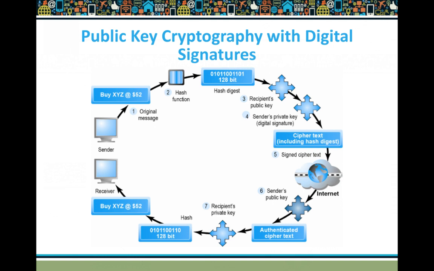01011001101, a 128-bit hash code. Now using the recipient's public key, the first encryption happens. Double encryption, so the second encryption happens with the sender's private key. Then we have the ciphertext that will be going through the communication channel. Now at the receiving end, the receiver will be using the sender's public key to authenticate the message. Then using the recipient's private key and the hash, the receiver will be able to get back the original message in plain text. So this is the diagrammatic representation of public key cryptography, wherein we'll be using double encryption.